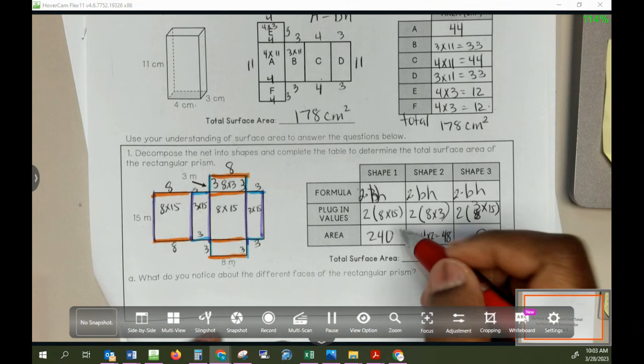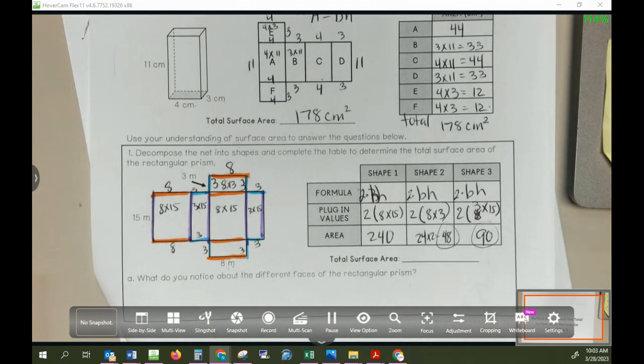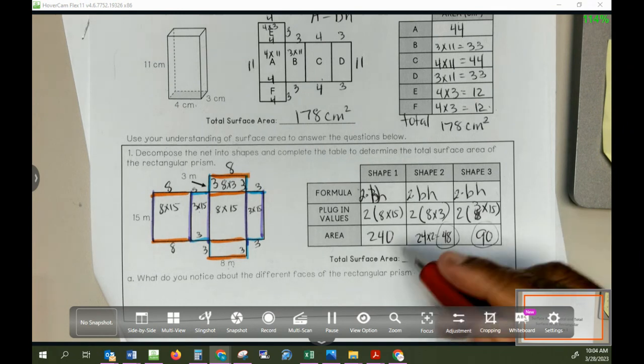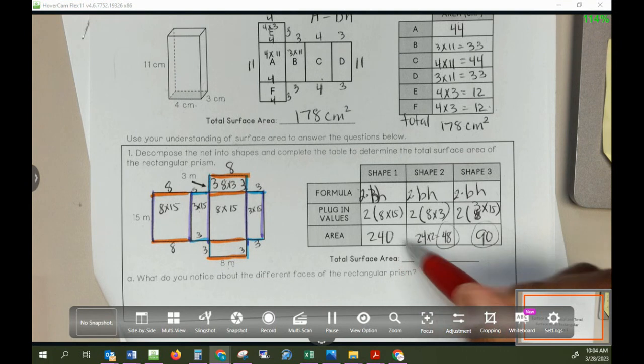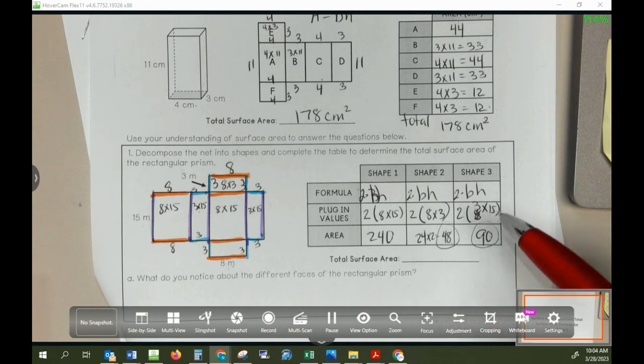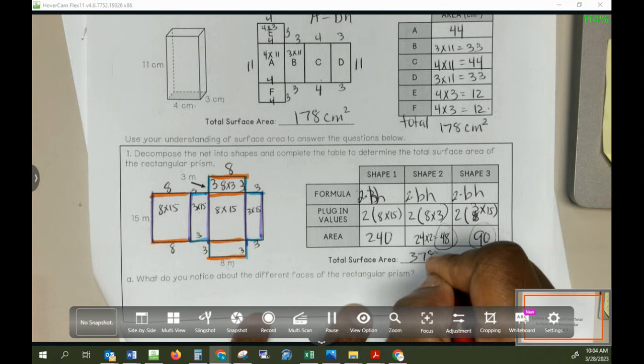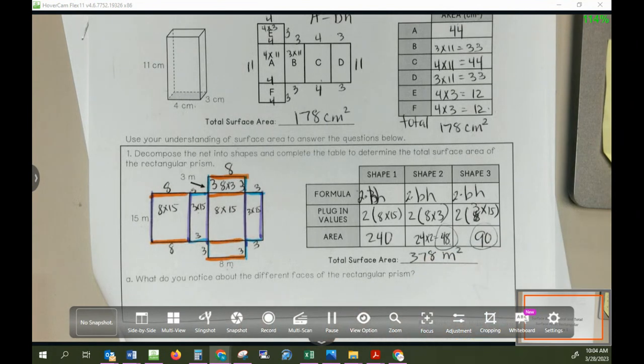So when we add up these three numbers, 240, 48, and 90, what do we get? 240 plus 48 is 288, right? Yep, 288, and then plus 90. It's 378. 378 cubic meters.